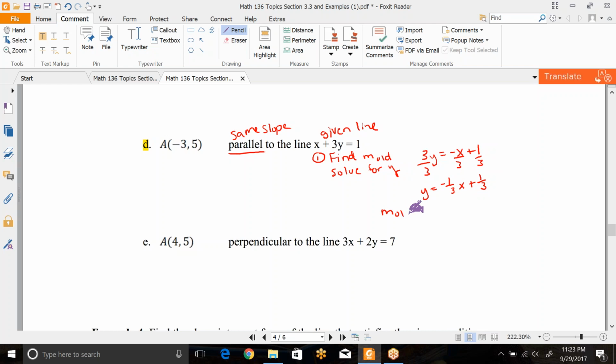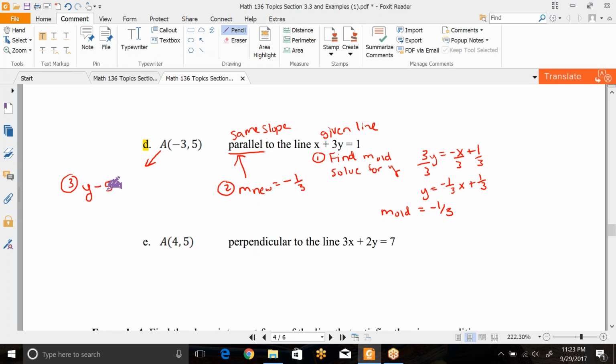So my old slope is negative 1/3. It's the part in front of x. To be parallel, we've got to keep that the same. So same slope, or new slope, is still going to be negative 1/3. Your final step kind of goes with this very first part they gave you. You want to use this point and your new slope to get your point-slope formula.